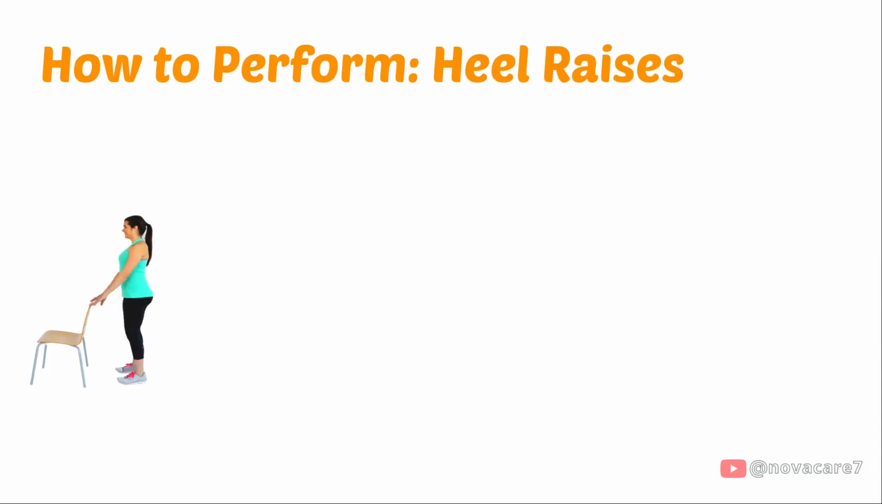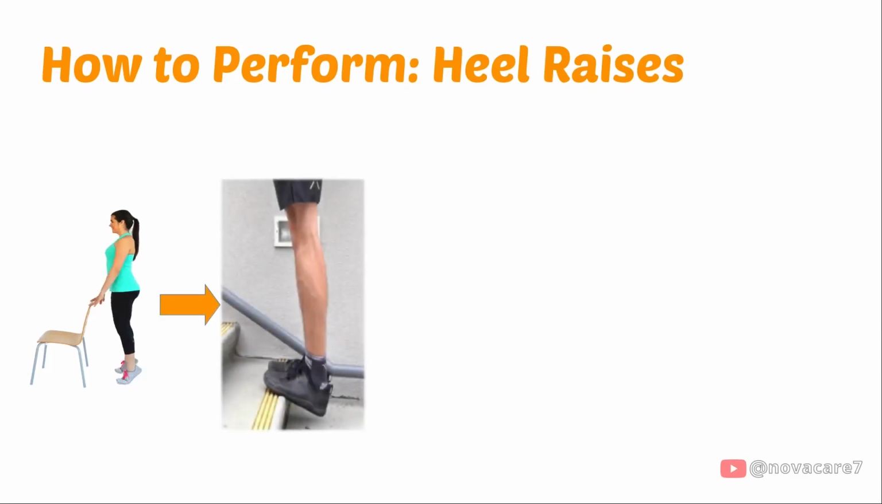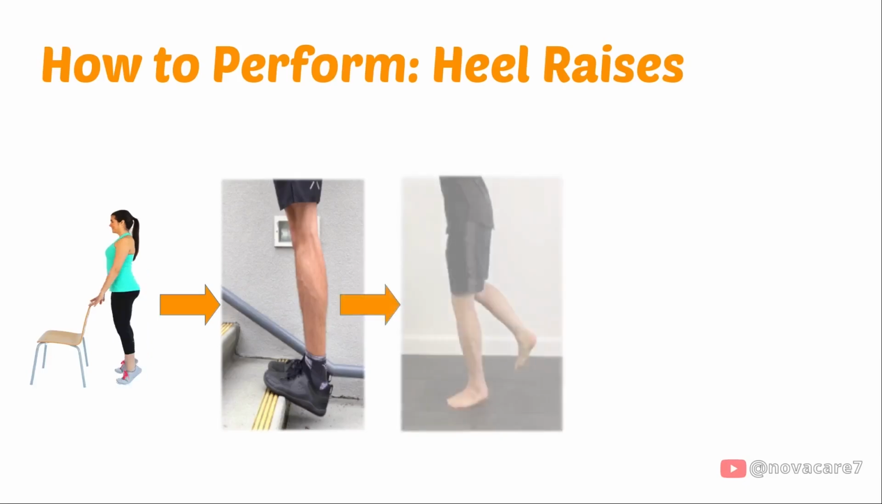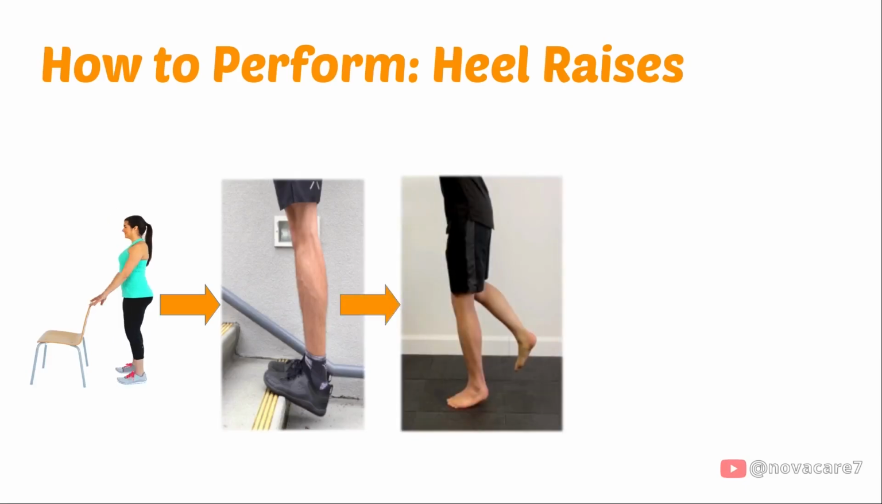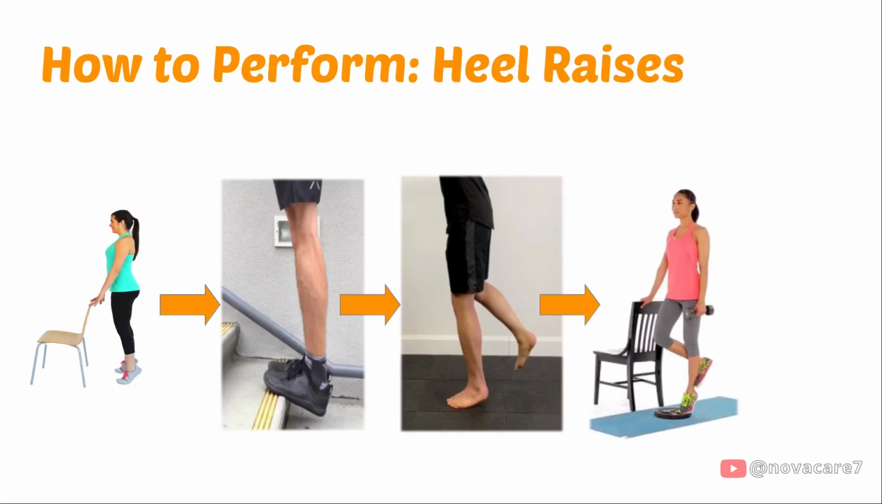Then we could progress the exercise by performing it on a stair, adding range of motion to the movement. We could then move towards performing it on one foot or weighted. Last steps would be adding some sort of jumping in place and plyometric exercises.